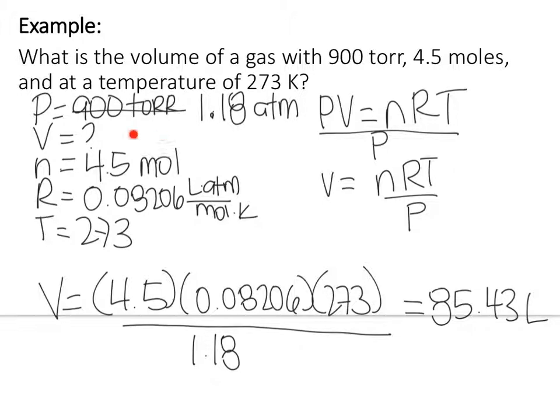And holy cow, that is a huge amount of liters. Except, we have 4.5 moles. At STP, 1 mole is 22 liters. And we're barely a little bit more pressure than STP, which means each mole will take like 20 liters, maybe a little bit less. So that's actually a pretty good answer. There you go. Ideal gas law.